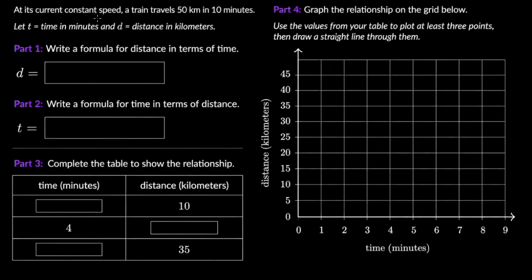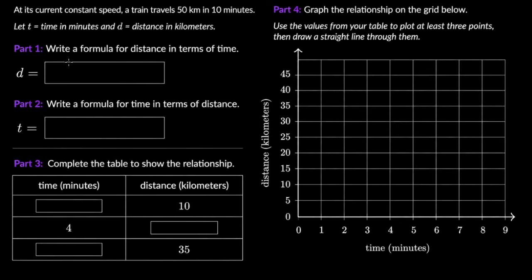At its current constant speed, a train travels 50 kilometers in 10 minutes. Let t equal time in minutes and d equal distance in kilometers. Part 1, well, actually, I encourage you to pause the video and try to do all of these parts, and then let's do it together.